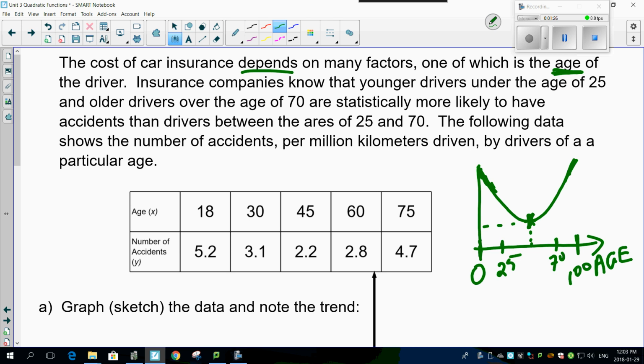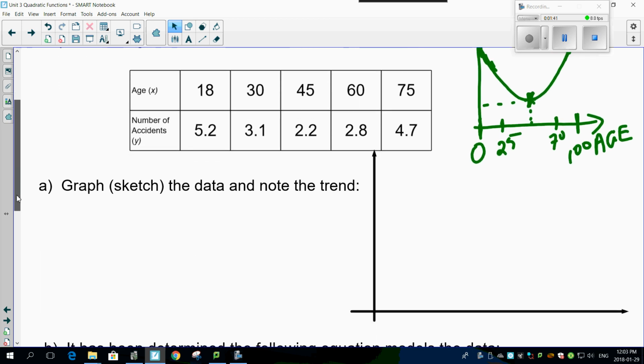Interesting. It says the following data shows the number of accidents per million kilometers driven by drivers of a particular age. Well, wait a second, we can graph this. Let's sketch this out and see what we get. So if I've got my nice little graph right here, age is going to be over here and the number of accidents is going to be over here.